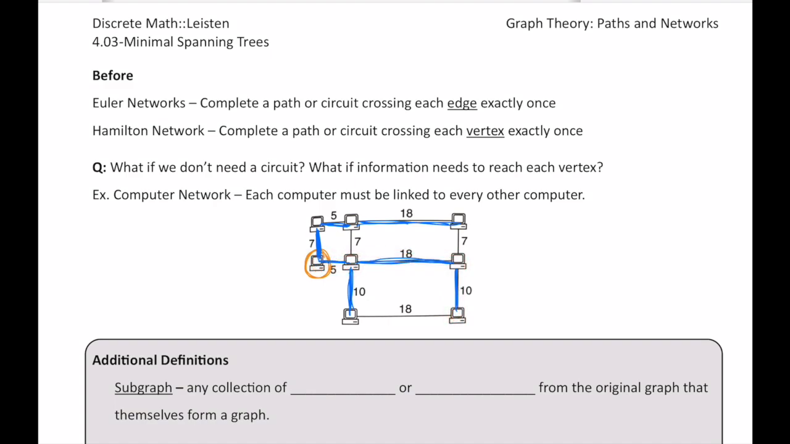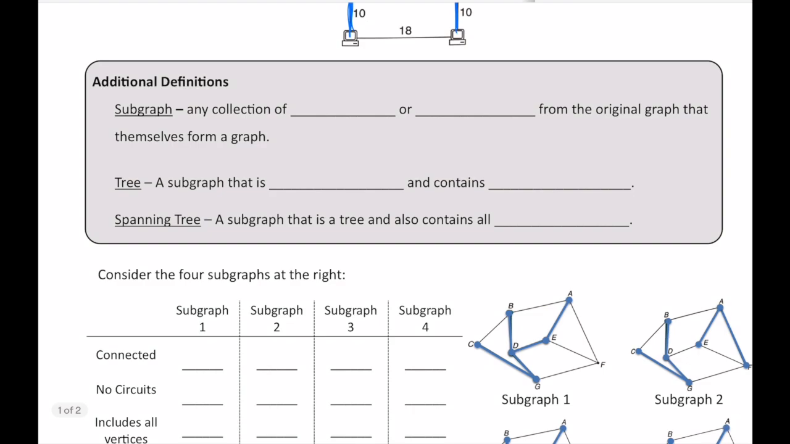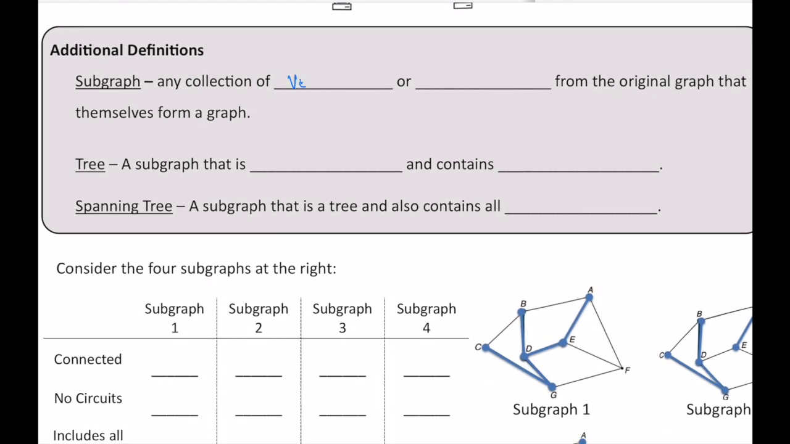But looking at this, you can see maybe that's not the most efficient way, especially if each of those values represents a cost. We might want to do with fewer of those 18 unit edges. So that's what we're going to be looking at today. A few definitions that we take ahead of time. A subgraph is any collection of vertices and edges that themselves represent a graph. So we actually did this with our Hamilton paths or Hamilton circuits, where we identified a subgraph. It's a smaller collection of our graph.